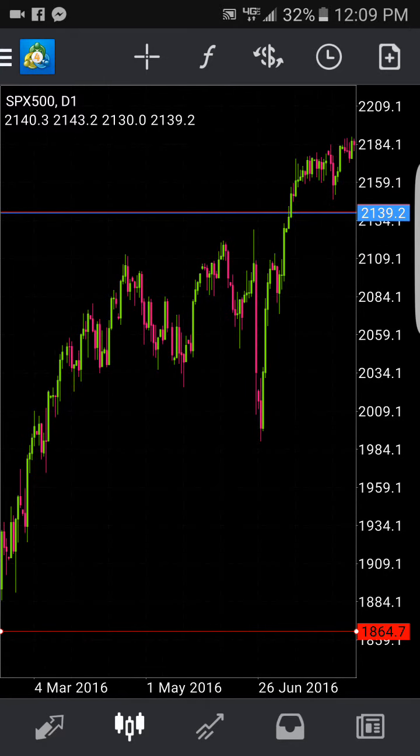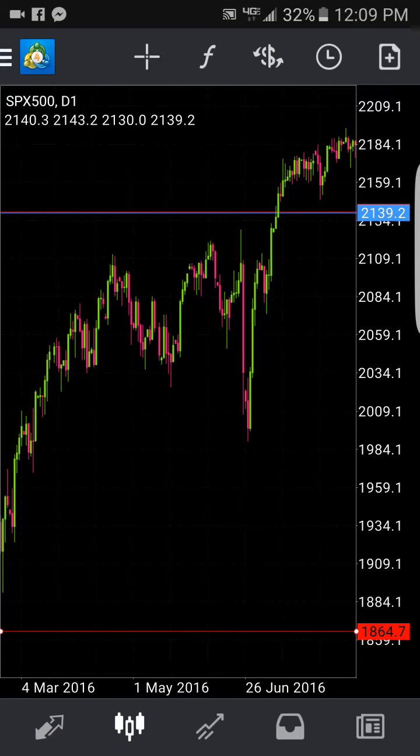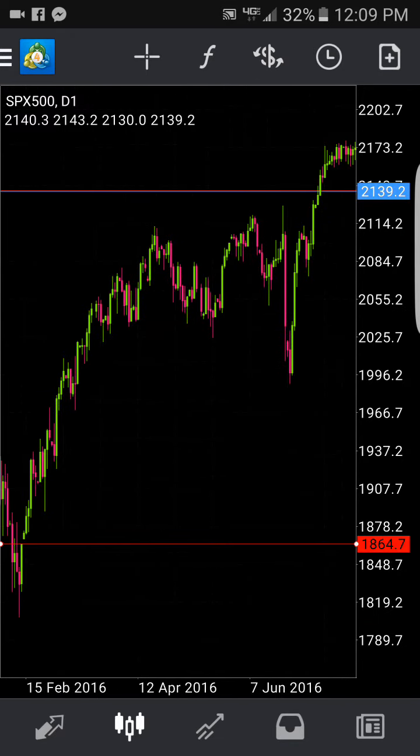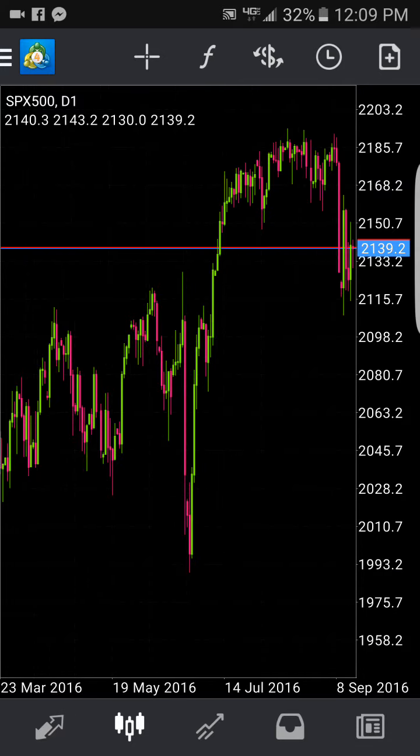It's at 1864. So right now the market's at 2139. The market has to come back down to this red line and pass it, because that will be the original value of what the dollar really should be. So this whole move upwards is just pumped up, artificial movement.